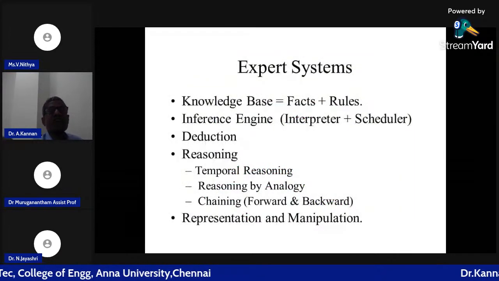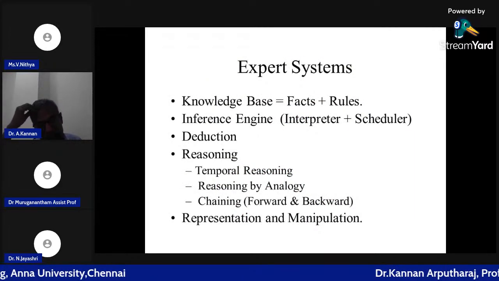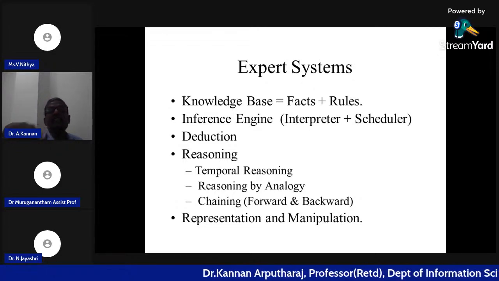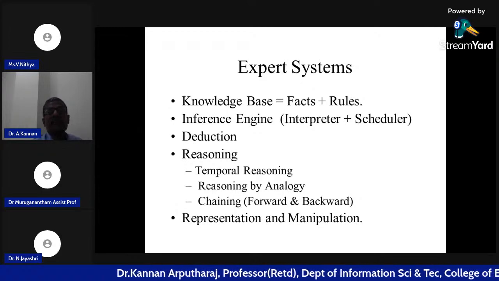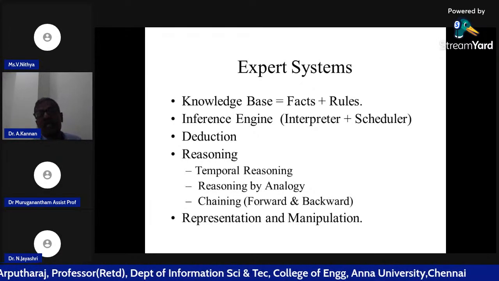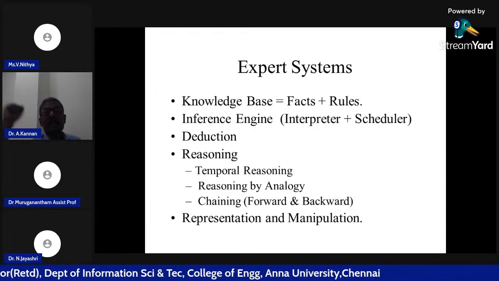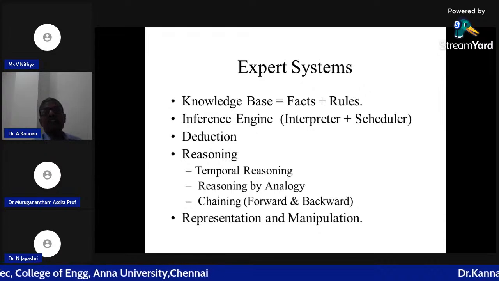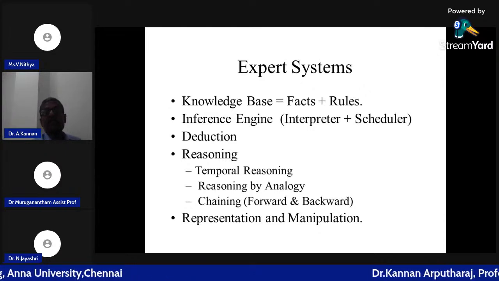The expert system will have two components. One is called the knowledge base, another is called the inference engine. They are connected with each other. The knowledge base consists of facts and rules. The inference engine has two components, namely the interpreter and the scheduler. The interpreter will execute the rule, and the scheduler will decide which rule to apply first, which rule to select second, and so on.